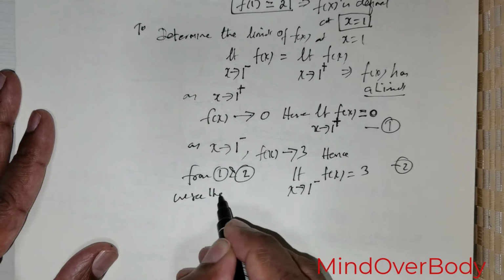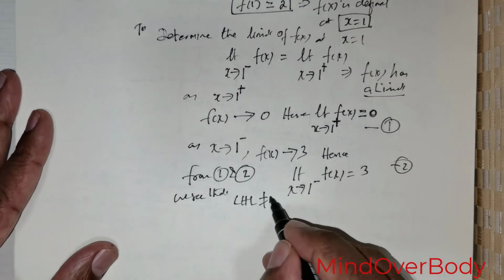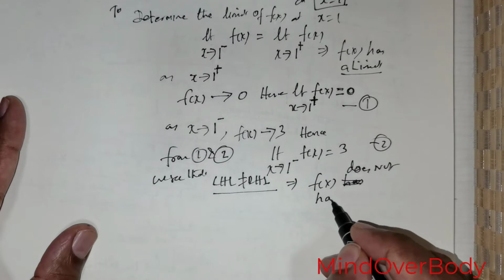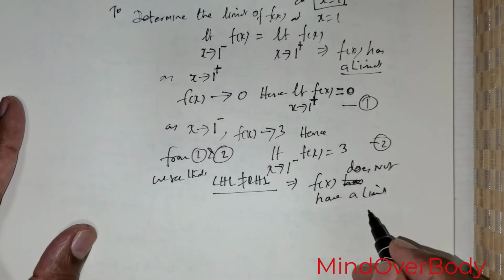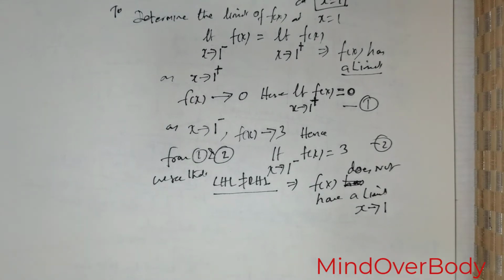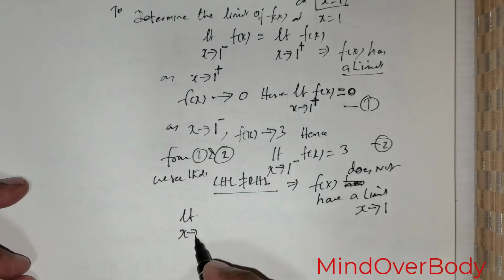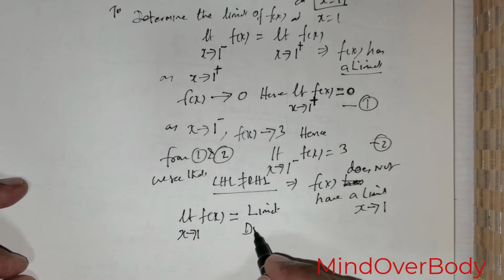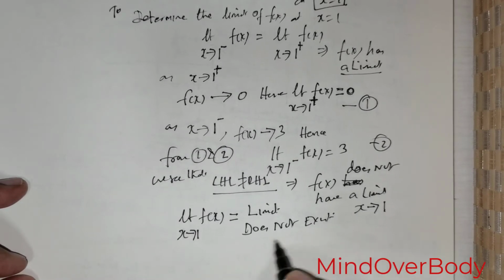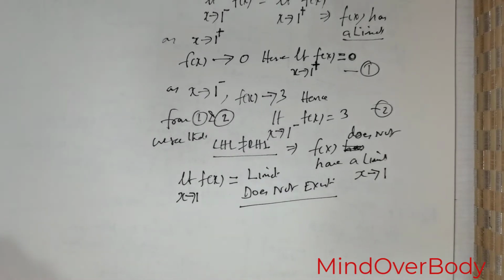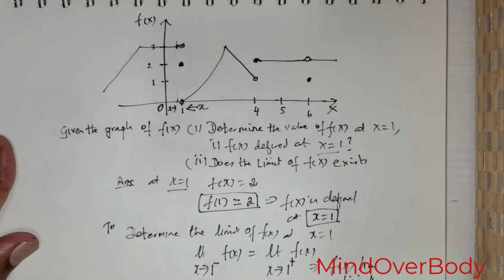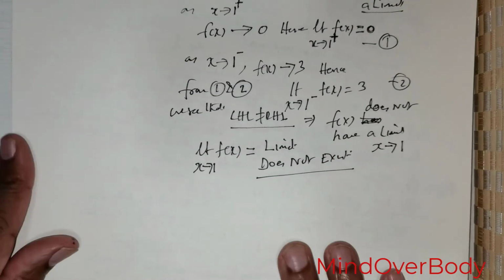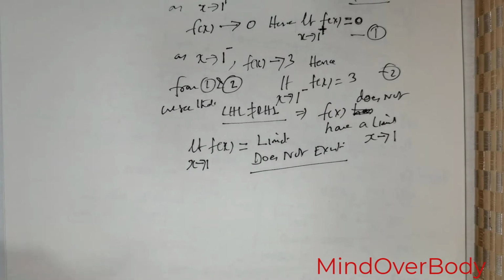from 1 and 2 we see that the left hand limit is not equal to right hand limit. So this means f of x doesn't have a limit as x approaches 1. So that's the best way, and we can write it mathematically. Limit x tending to 1, f of x, limit does not exist. So that's a conclusion. Though the function is defined at x is equal to 1, the limit for the function doesn't exist. So that ends the question. Students, we will move on to the next one.